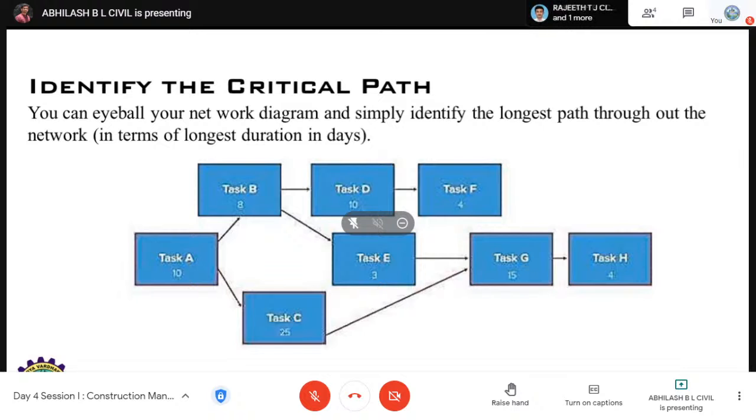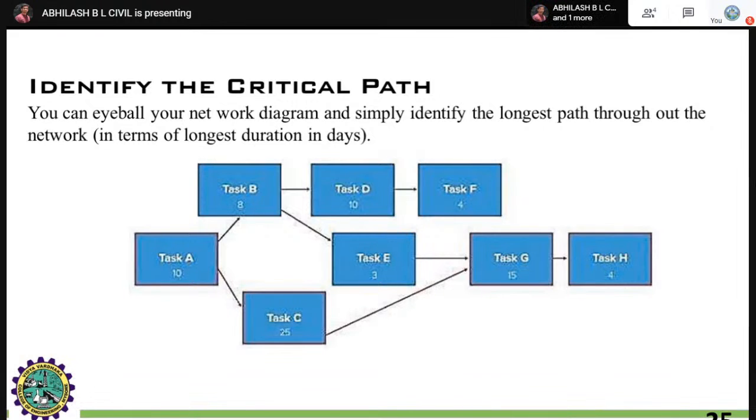Next comes identifying the critical path. You can eyeball your network diagram and identify the longest path throughout the network in terms of longest duration in days. I am taking a simple example. Task F is discontinued, but it should link with a dummy activity or any activities after the completion of task G. Don't bother about that. Here you have to identify the critical path.